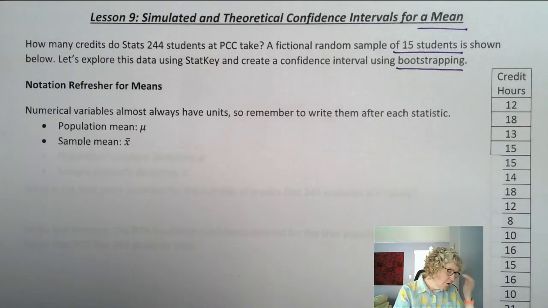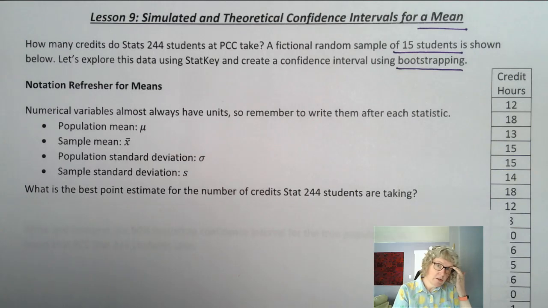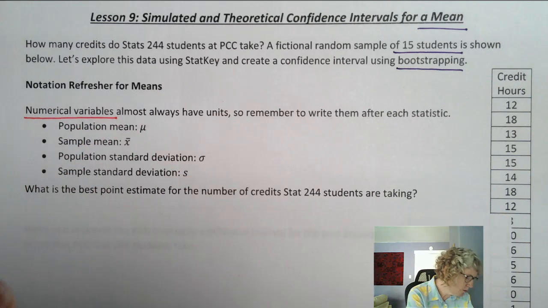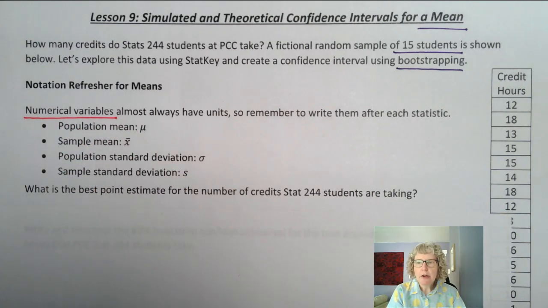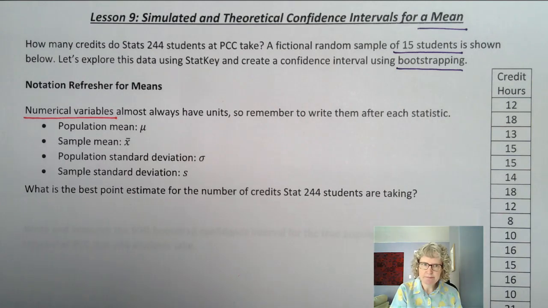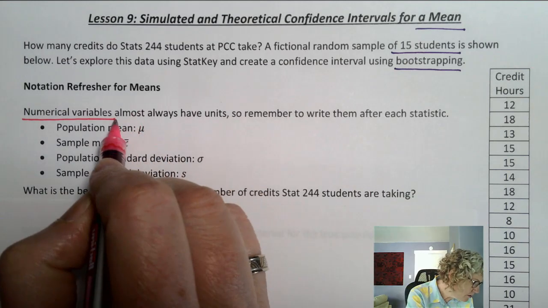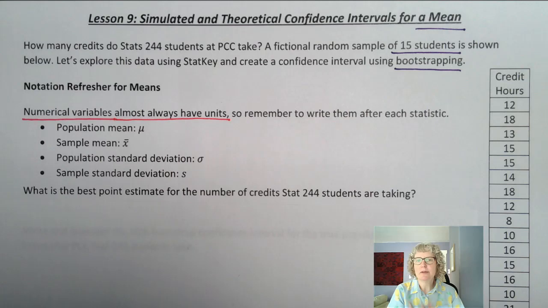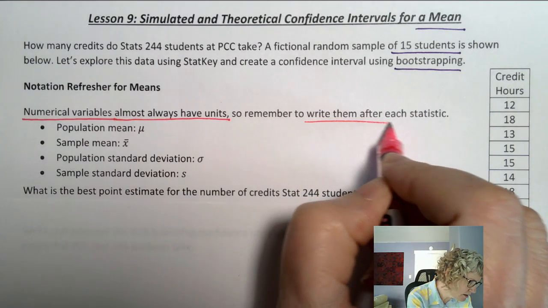Okay, before we get over to StatKey, let's do a little notation refresher for means, okay? And remember, a mean is for a numerical variable because it's numerical, it has units. We can take the average of it, right? Versus categorical, which is yes, no, or some number of categories. Numerical variables almost always have units, okay? So now we've got to remember to write the units after each statistic.